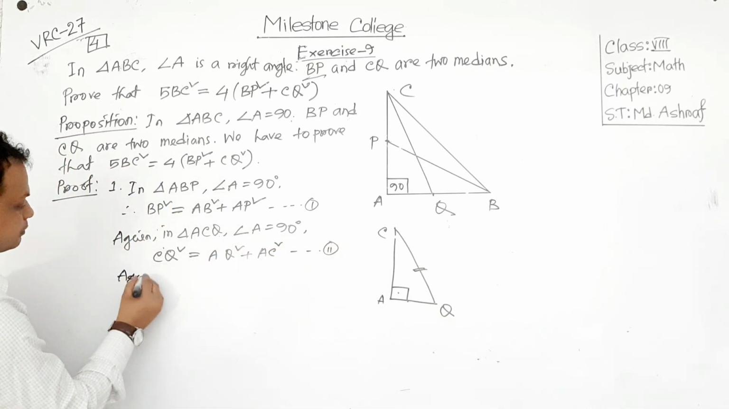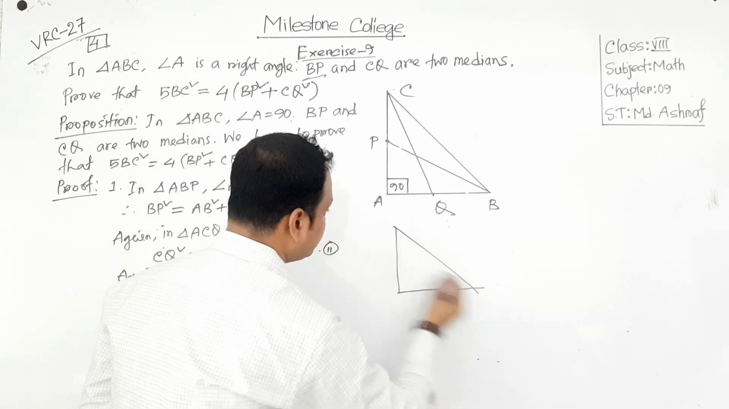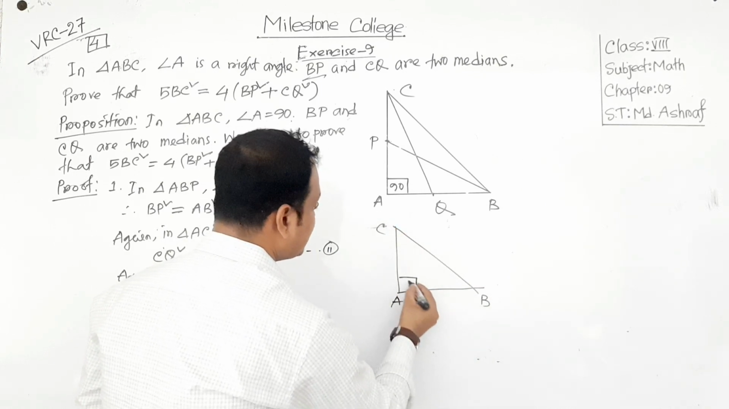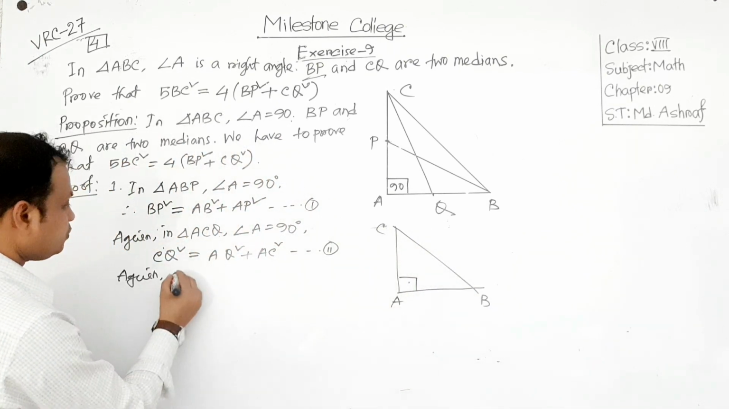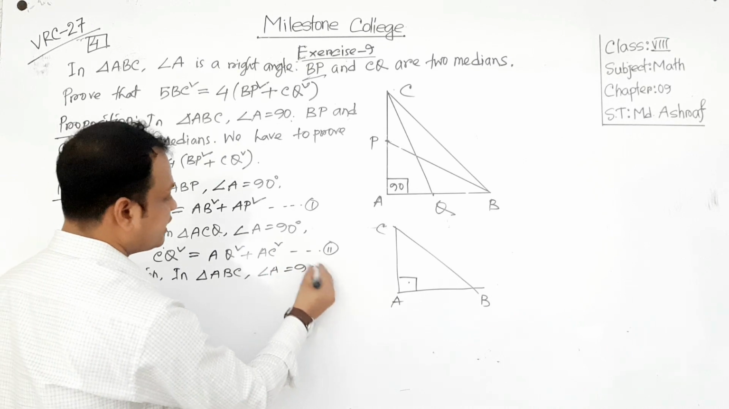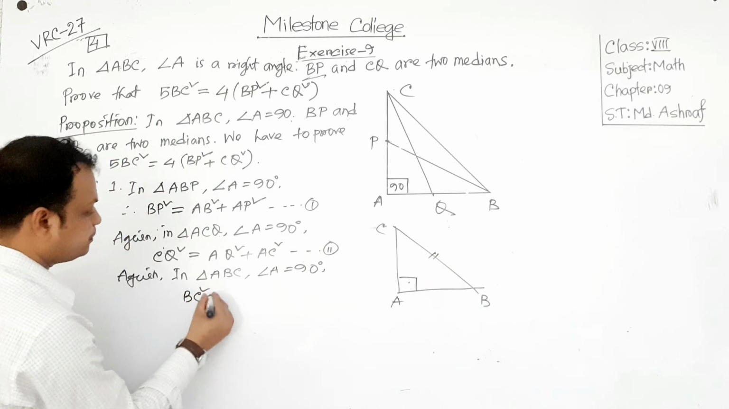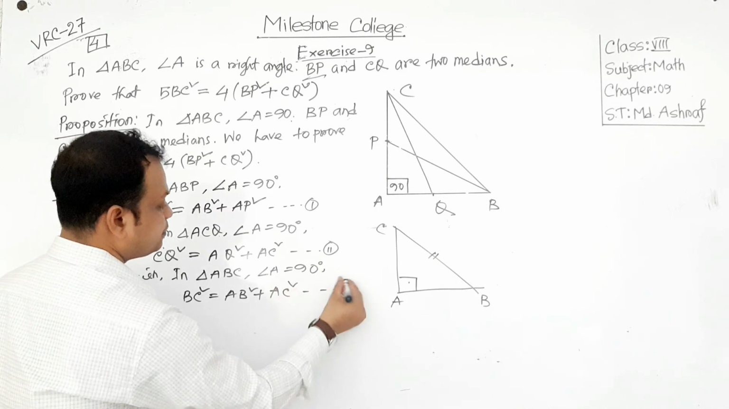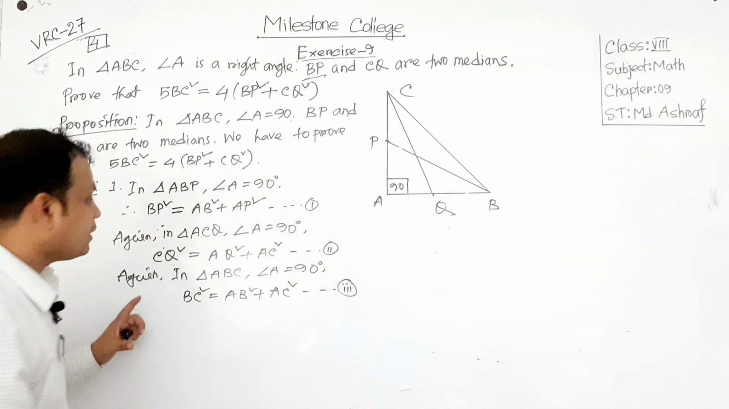Again, this triangle ABC. It will be C, it will be A, it will be B. So this is the 90 degree angle, so it is a right angle triangle. So we can tell here, in triangle ABC, angle A equals 90 degrees. So BC is the hypotenuse. So BC square equals AB square plus AC square. So this is equation number 3. Now we have got all the things. Now we will prove this part.